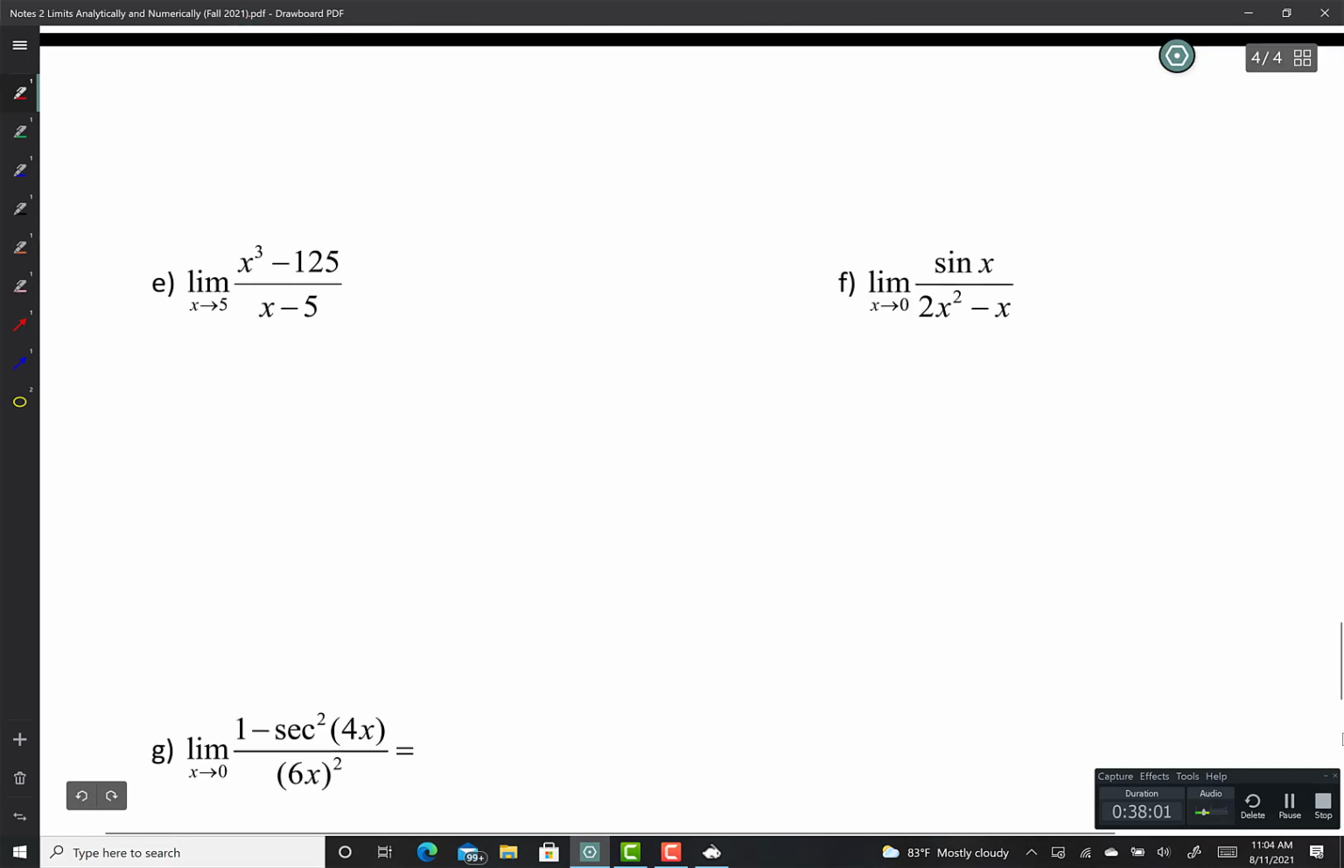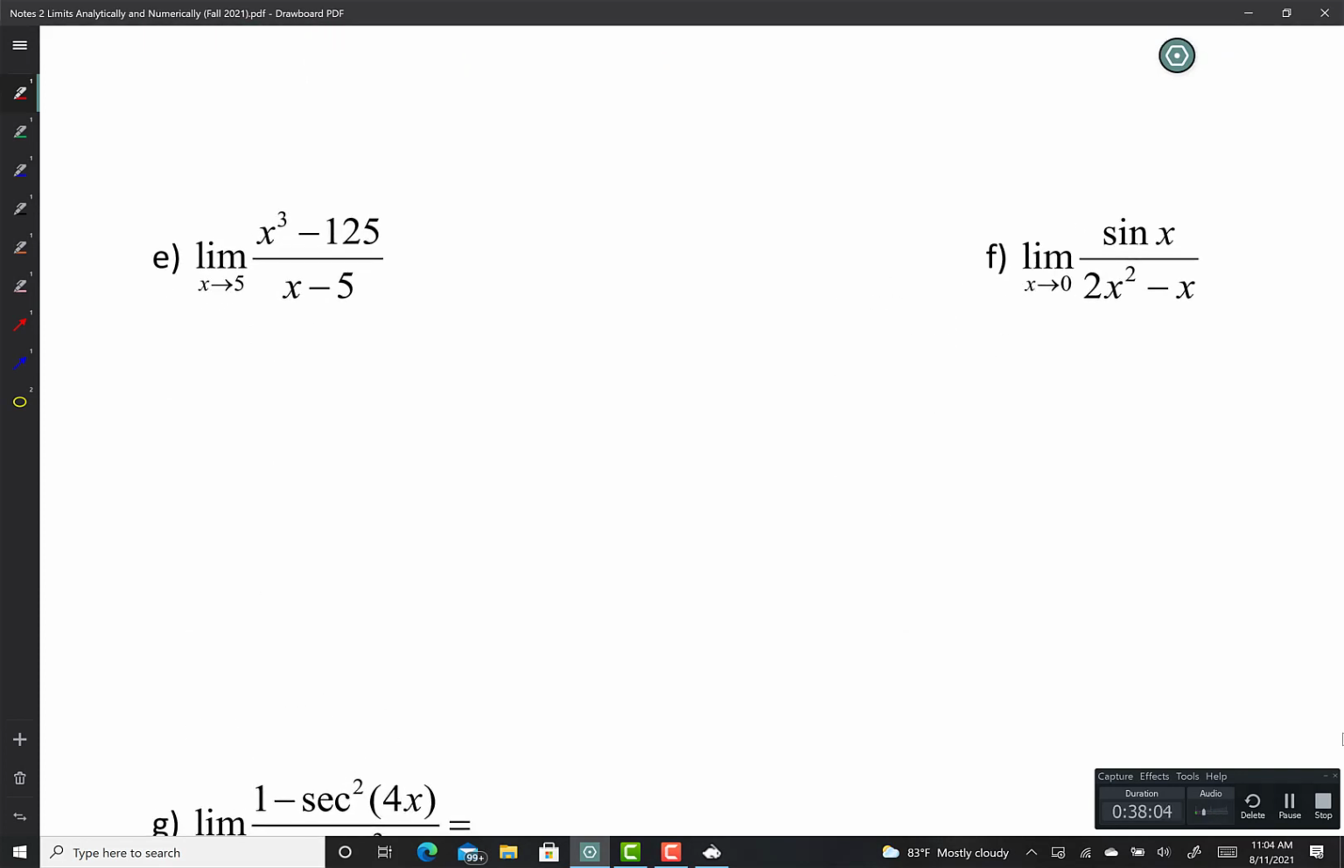Now we got some harder ones here. Don't worry, guys. We're going to go slow. Can I do direct substitution for x cubed minus 125 over x minus 5? No, because you get a 0 in the denominator. So, the top, hopefully you recognize, this is 5 to the third power. Do you guys see that? 5 to the third power is 125.